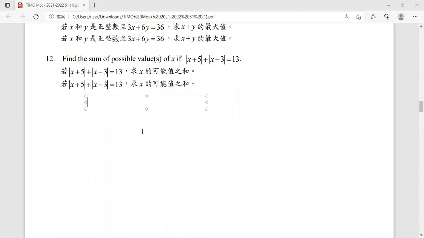So I take it case by case. Say if x is greater than 3. Now if x is greater than 3, then x plus 5 and x minus 3 are both greater than 0. So then I can do something like this: x plus 5 plus x minus 3 equals 13. And that x will be equal to... is it 7 or 11 over 2? It should be 11 over 2. Okay, 11 over 2.